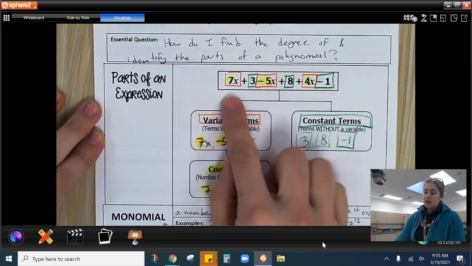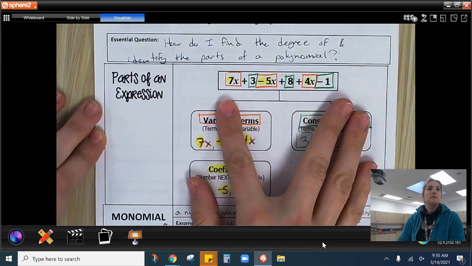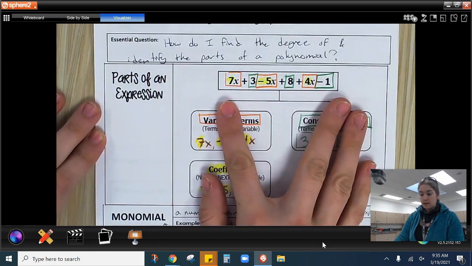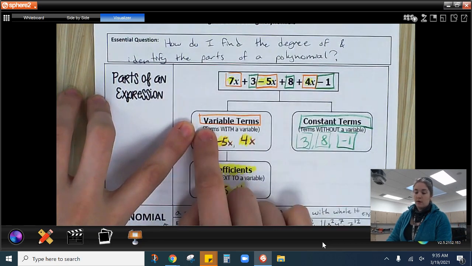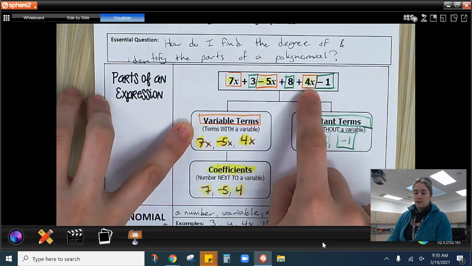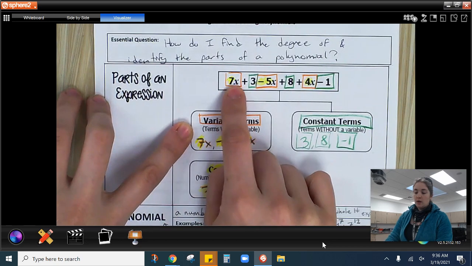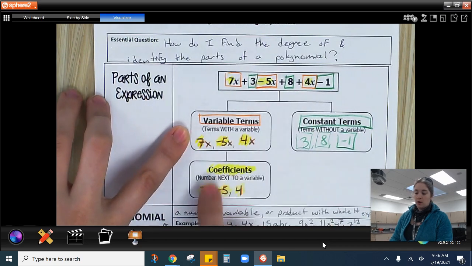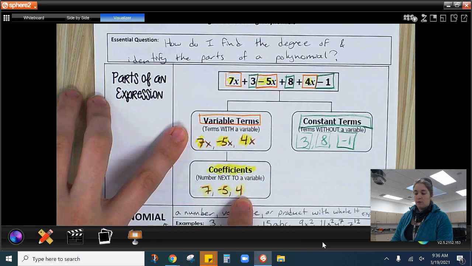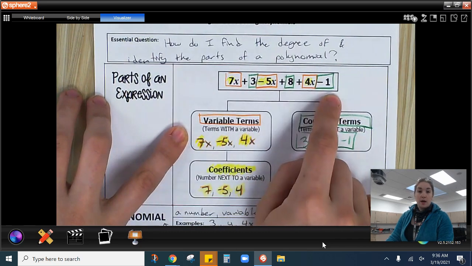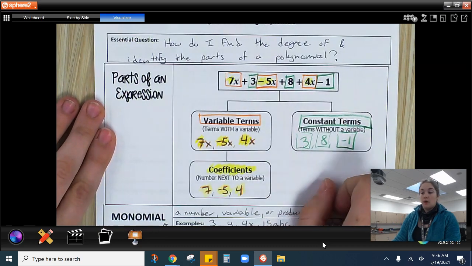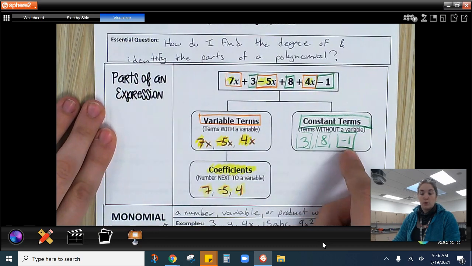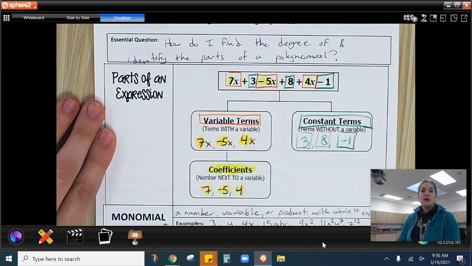So we have right here an expression, right? Equations have equal signs. This is just an expression. All of my orange boxes are variable terms, 7x, negative 5x, 4x, right? And we know that the numbers in front of them are their coefficients, so 7, negative 5, and 4. The ones in green boxes here are constant terms. So that would be 3, 8, negative 1. Those are all constants. So I know you guys know this. We're just reviewing, helping our brains, right?